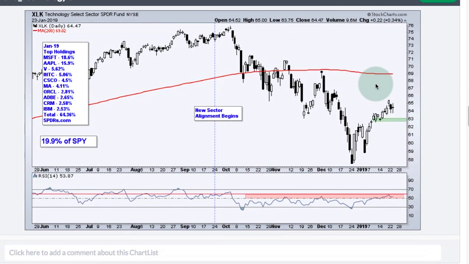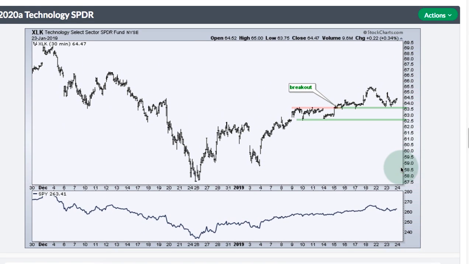We look at XLK. We can see that it surged, and there it is above support. It had a little gap down on Tuesday that's holding, so we'll watch for a continuation lower, but you can watch RSI to move below 50, and that mid-January support level is around 63.